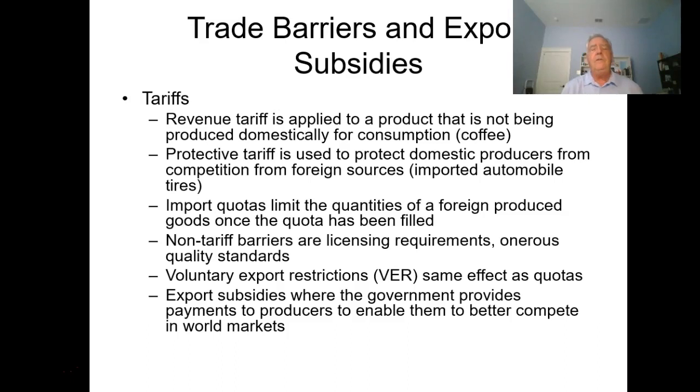Okay, so VERs have the same effect as quotas do. I'm having a tough time here with my throat.